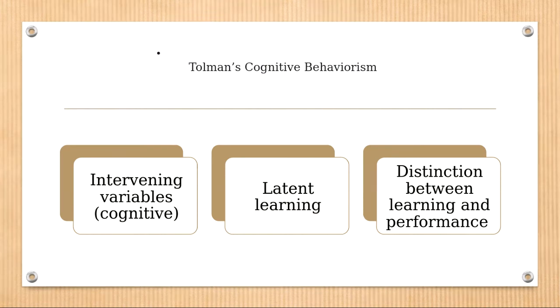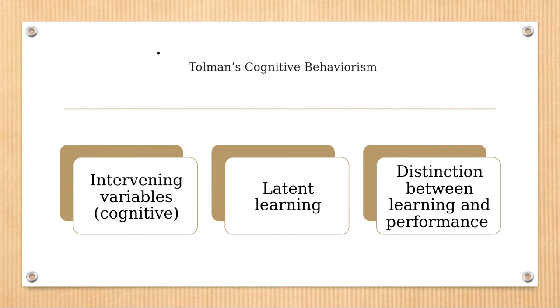Next, we'll discuss Tolman's cognitive behaviorism. And so while Hull thought the intervening variables were physiological, Tolman believed that they were cognitive. So rather than having it be something that's physical, it's something that goes on in your mind that comes between the stimulus and the response. So Tolman might say that you see the hamburger, you think about eating it, so you begin to salivate. So again, the intervening variable is something cognitive.